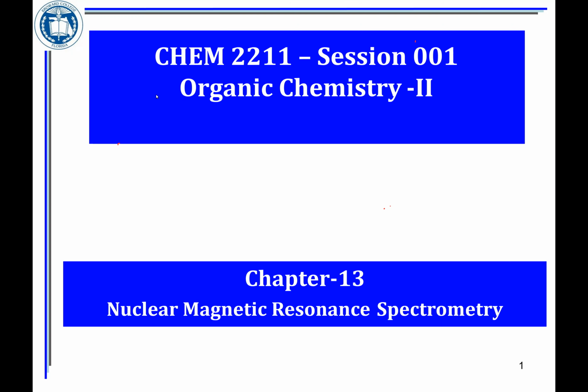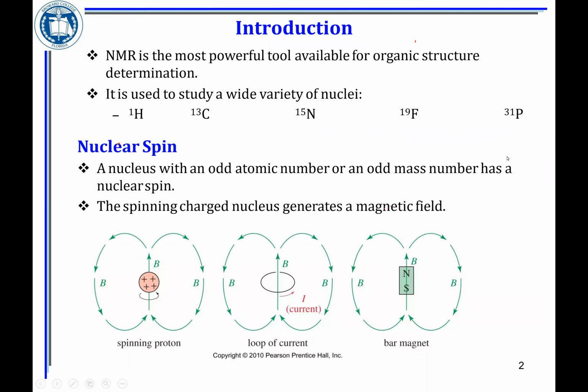Chapter 13 is about NMR, or nuclear magnetic resonance spectrometry. The application for this technique is being able to determine structural formula and hydrogen distribution. Basically, that's a very powerful technique, a lot more powerful than the IR. IR would give the functional group. NMR can give the functional group, and it can also give the hydrogen distribution.